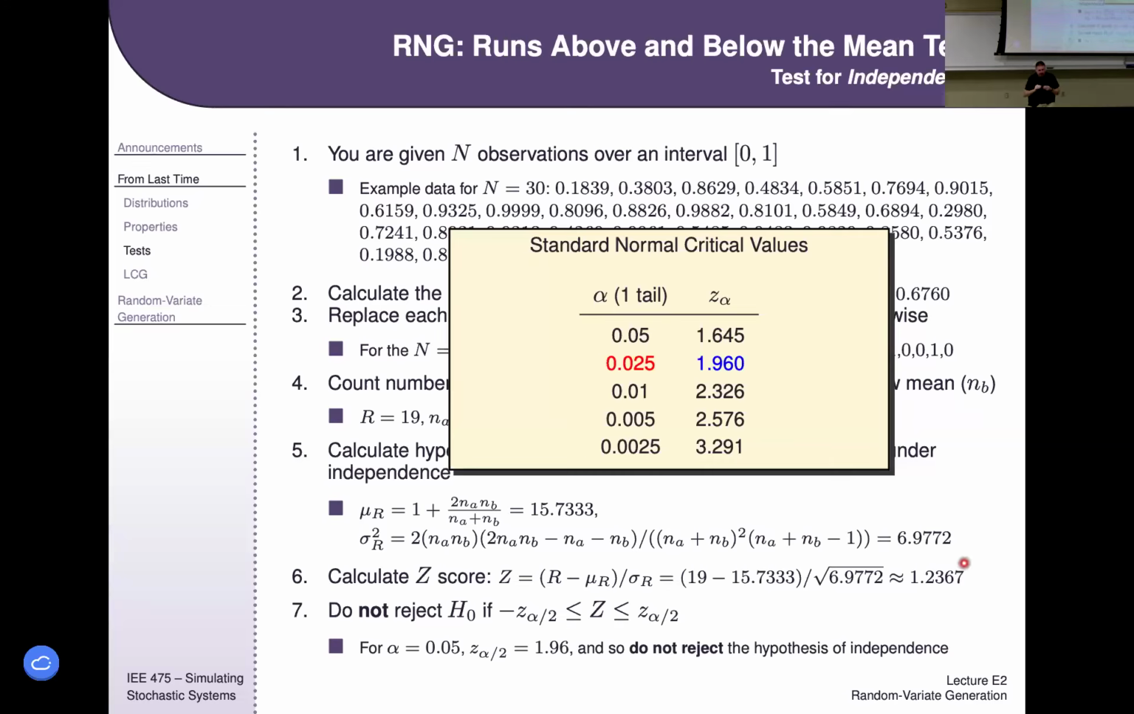So then I say, is 1.23 less than 1.96? Turns out it is, so I fail to reject independence. If it were larger than that, then we'd say that we get more runs than we would expect from an independent coin. Questions about that? That's our runs above and below. Turn the numbers into coin flips based on the mean. Then ask, do we get more or fewer runs than we would expect if it was an independent coin with those heads and tails?